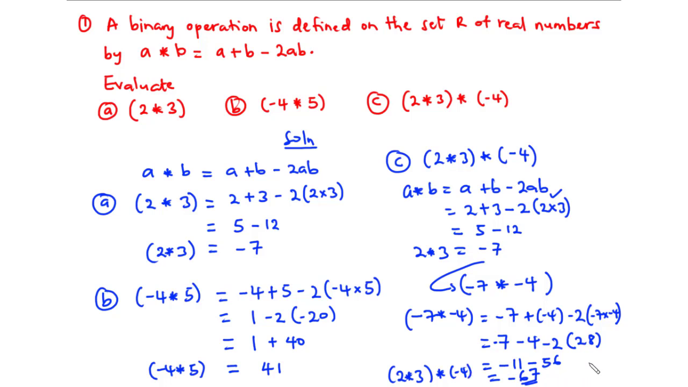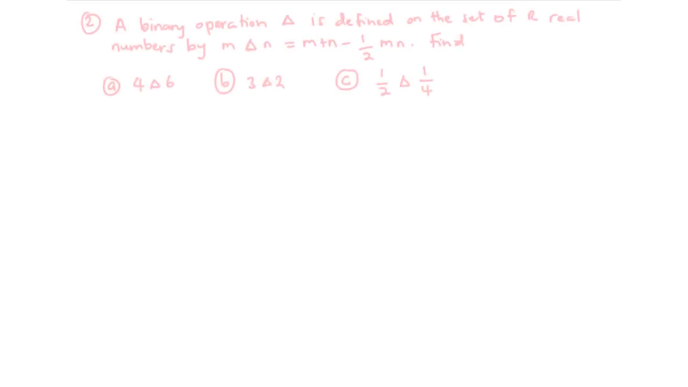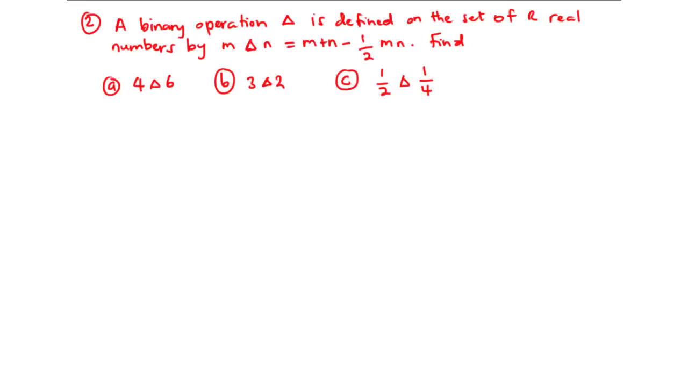Now let's solve some more examples. For the second example, a binary operation delta is defined on the set R of real numbers by m delta n equals m plus n minus 1 over 2 times mn. We are to find A, 4 delta 6; B, 3 delta 2; and C, half delta 1 over 4, or 1 over 2 delta 1 over 4. So let's solve this question.